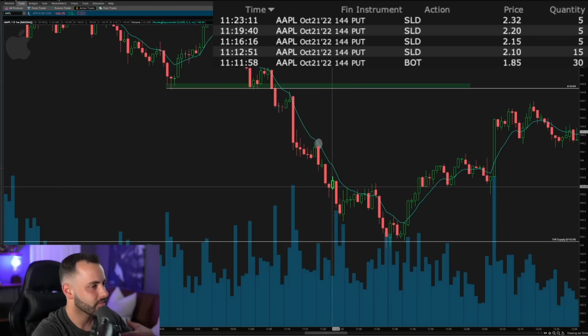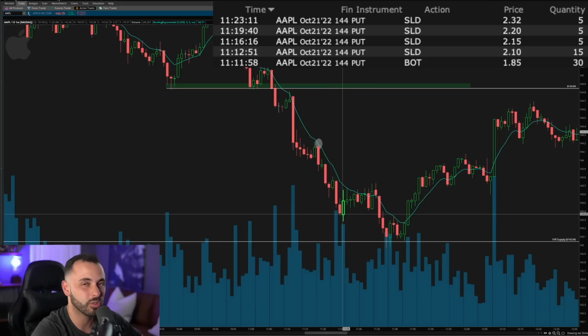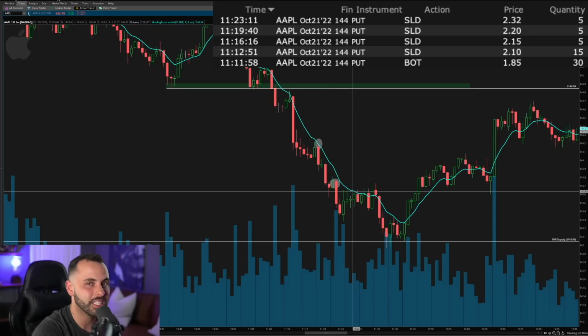Now, again, this is not aligning with the 9 EMA, so of course I don't always stick to it 100%. There are times where I mess up a little bit. I probably could have held on here. My emotions maybe took me out of it. I was maybe staring at my P&L a little bit too much.